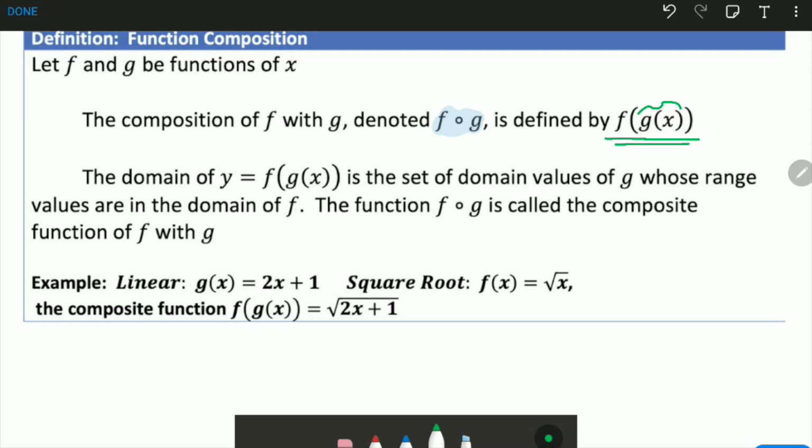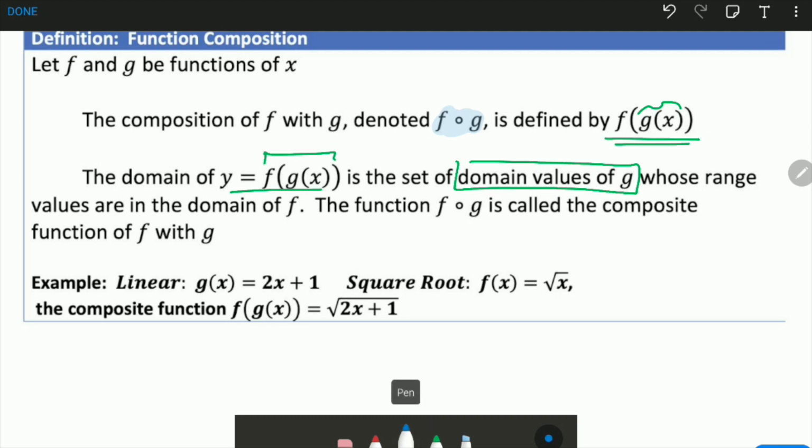Now there are some weird things with domain and range depending on the types of functions that you're using. The domain of the composition is the set of all domain values of g whose range are within the domain of f. So if g's domain is restricted, then that will restrict the overall domain of the composition.